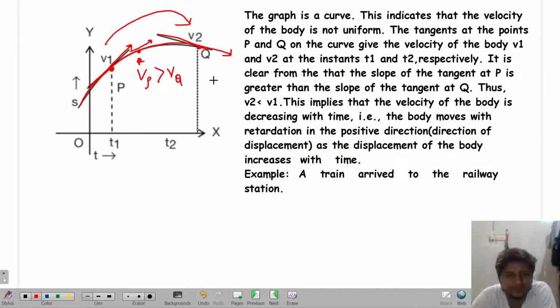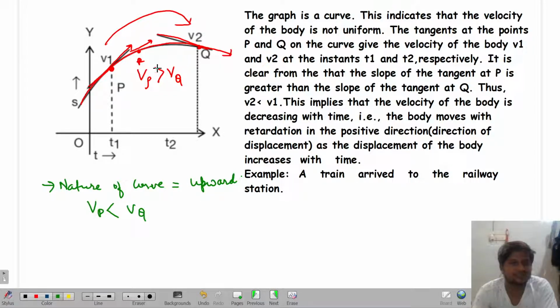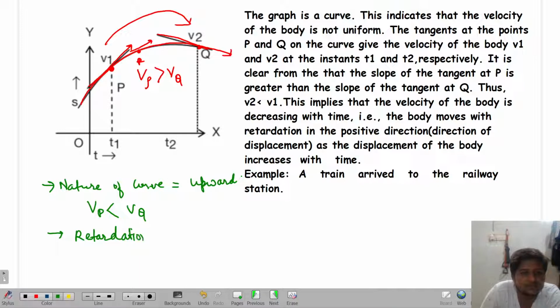Understood or not? But try to understand one most important thing: the curve is still going upwards. What is the nature of the curve? First try to understand. It is still going upward. But what we observe from the velocity is that velocity of P is greater than velocity of Q. So can I say that this is the case of retardation?